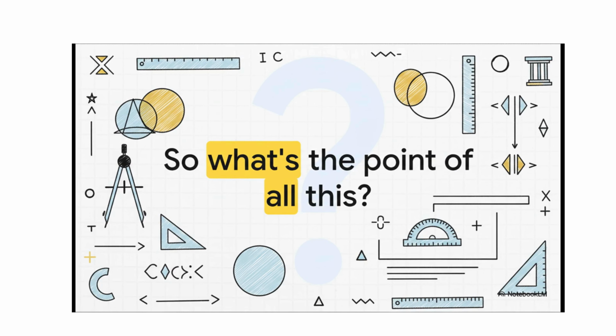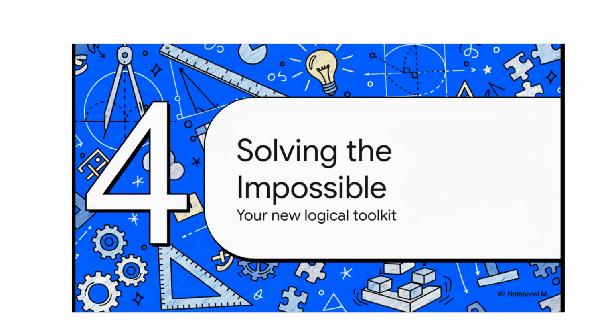So at this point, you might be thinking, this is pretty cool, but what's the big takeaway here? Why does this ancient game actually matter? And that is an excellent question. It matters because we've just assembled a complete logical toolkit. We have the rules, we have the construction tools, and now we have the master strategy of thinking in loci. Let's see what this powerful combination lets us build.